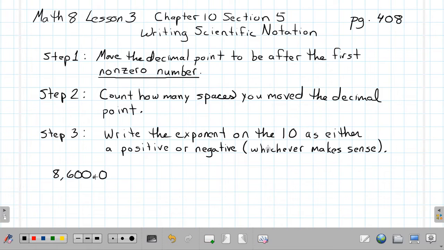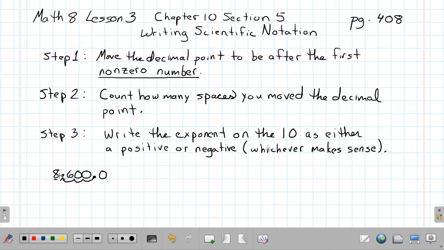Okay. And then what we want to do is move the decimal place to where it's directly behind the first non-zero number. Now, if you look at this number, 8,600, what's the first number that you see that's not a zero? Well, it's the 8. So what we want to do is move this decimal place over 1, 2, 3 spaces.